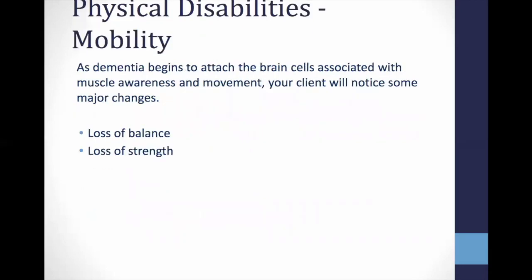So for example, mobility. As dementia begins to attack the brain cells associated with muscle awareness and movement, your client will certainly notice some major changes, specifically loss of balance and loss of strength. We see this time and time again. We know it's not just with dementia. It's also coupled with old age, but the dementia process really attacks this and makes it a lot more of a detriment.